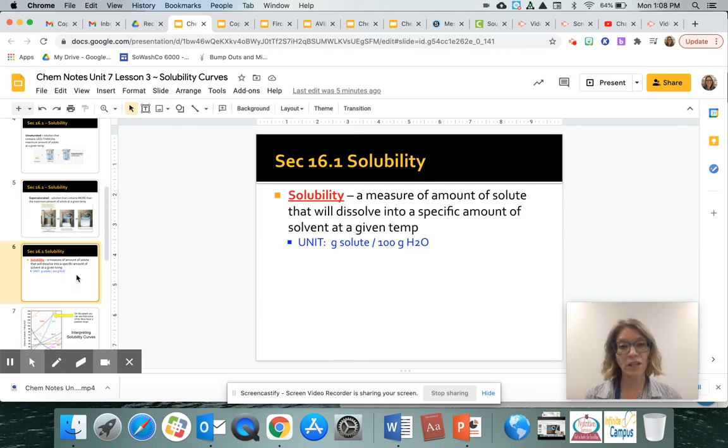So when you guys are looking at your graphs, you will be looking at solubility. Solubility is a measure of the amount of solute that will dissolve into a specific amount of solvent, usually water, at a given temperature. So when you're looking at these solubility graphs, the solubility is measuring how much solute you can put into a specific amount of water at a given temperature. The solubility graphs that you will look at, the unit for solubility is grams of solute per 100 grams of water. So all of these samples would be dissolved into 100 grams of water.